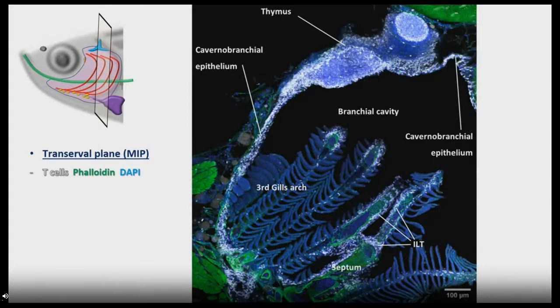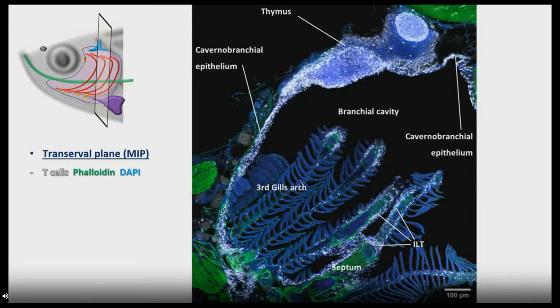And as you can see, on the roof of the branchial cavity, you have the thymus. Here you have the T cells in white, the actin in green, and nuclei in blue. And as you can see, there was some kind of continuity of the T cell staining from the thymus to the gills, actually, so that most of the parts in the branchial cavity were interconnected together.